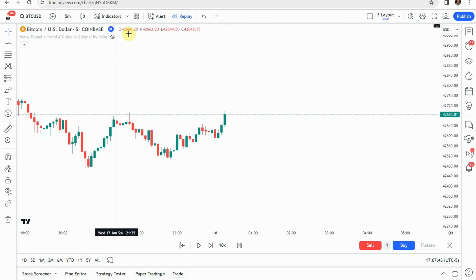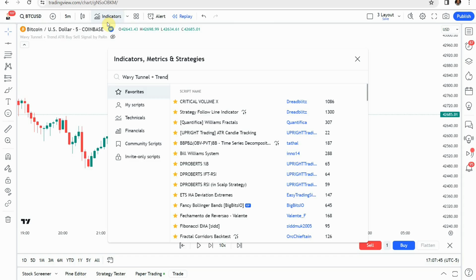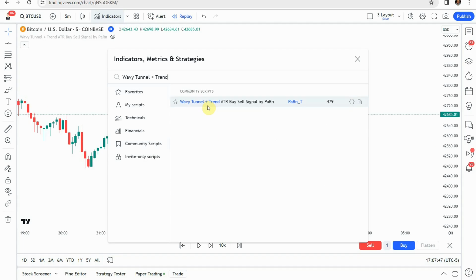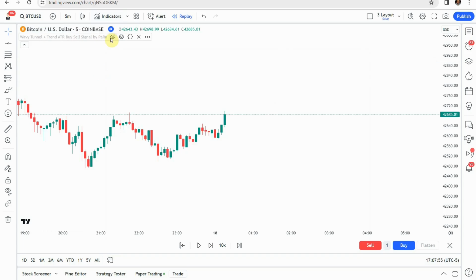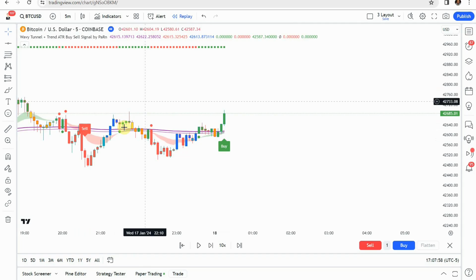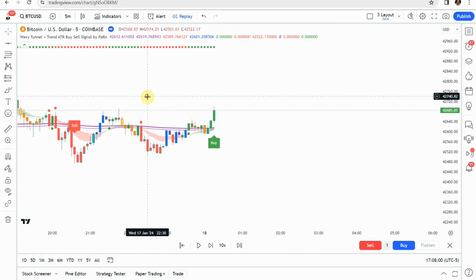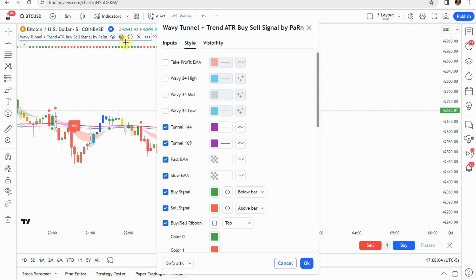And so what we'll do is just go ahead and turn off that indicator there, and the indicator we'll add to the screen is going to be the wavy tunnel plus trend ATR, this one right here. You'll add that to the screen and it will look similar to this right here. The strategy only has one indicator, and this is the indicator here. Let's go ahead and jump into the settings.